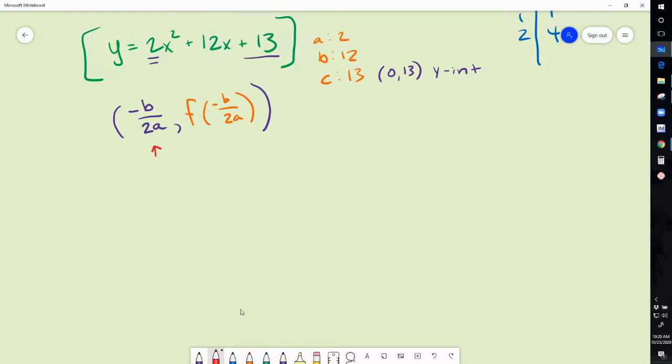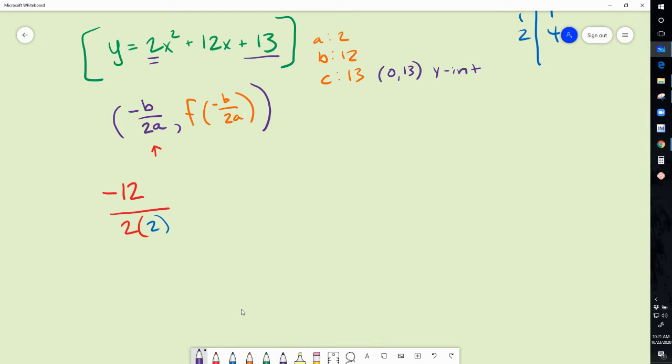Well, b is 12. Okay, so if b is 12, negative b is negative 12. Okay, it's the opposite. So instead of saying negative b, you can also say opposite b. So negative 12 over 2 times whatever a is. Well, a happens to be 2, right? So we just plugged in b and a, and now we're just going to solve this, okay?